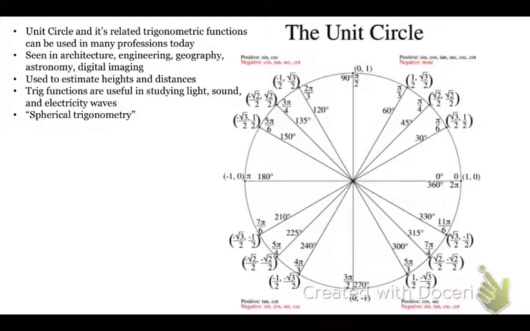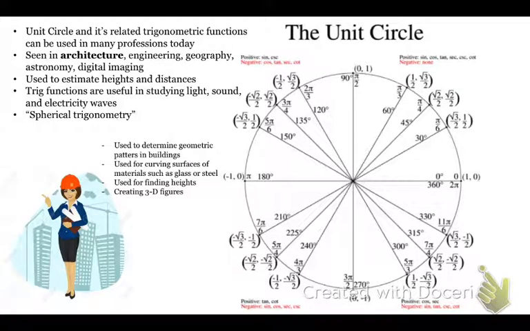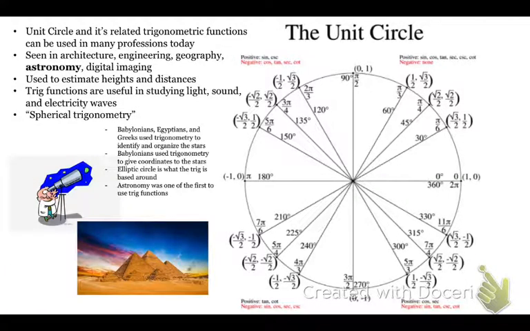Trig functions are used in studying light, sound, and electricity waves, and then spherical trigonometry. So a sphere is just a circle, but like a three-dimensional circle. Okay, just to give this some background, it's kind of cool to know where this actually comes from and why we even use it. In architecture, it's used to determine geographic or geometric patterns, curving surfaces, finding heights, and so on.